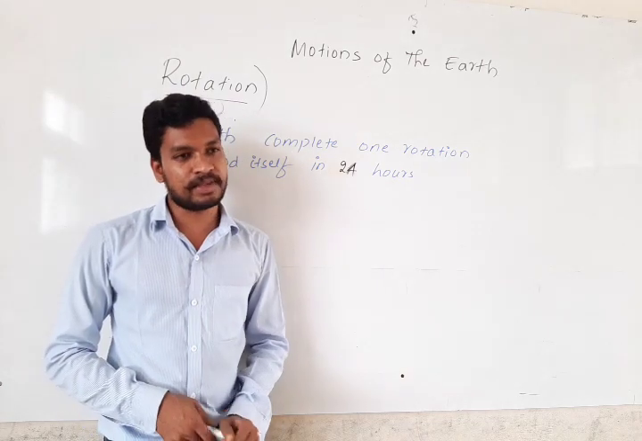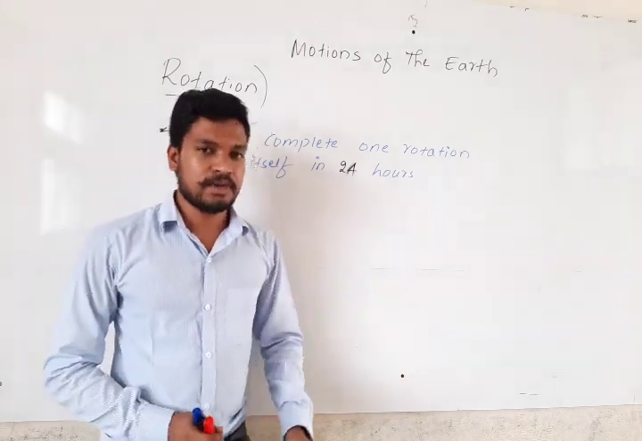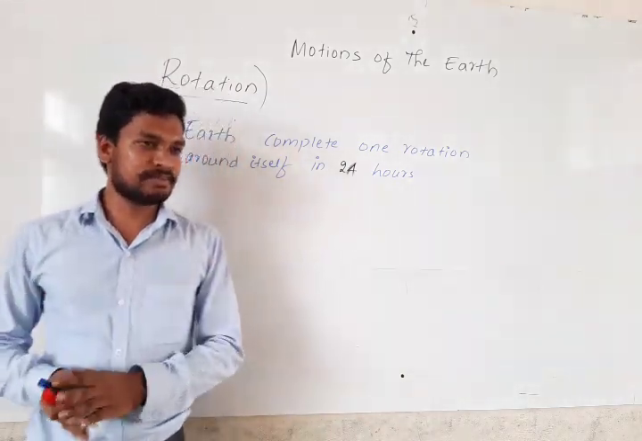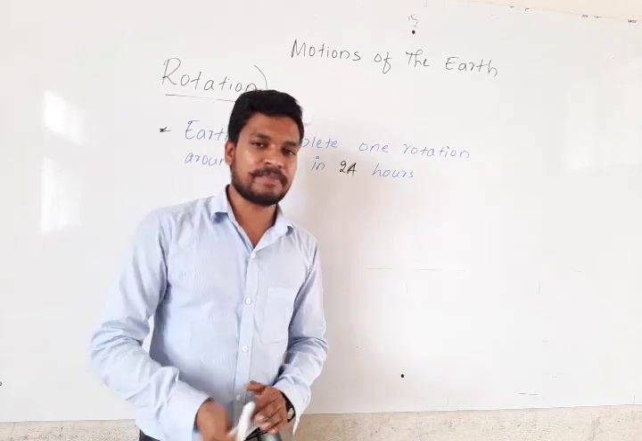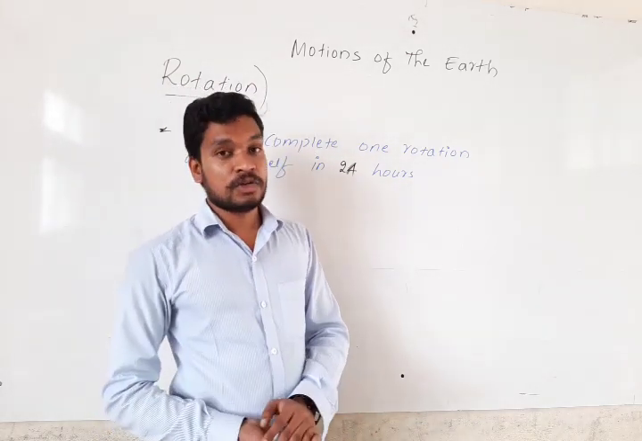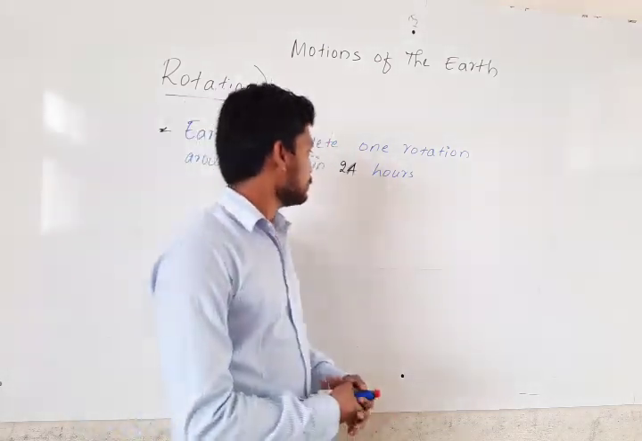Exactly that doesn't happen. Season-wise it changes. Sometimes the day will be very long and the night shorter. Sometimes it's the opposite. Sometimes it will be equal, 12 hours day, 12 hours night. So it happens because of revolution. So we'll discuss that.